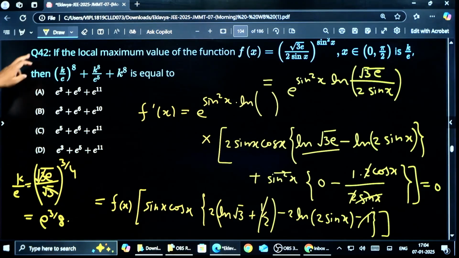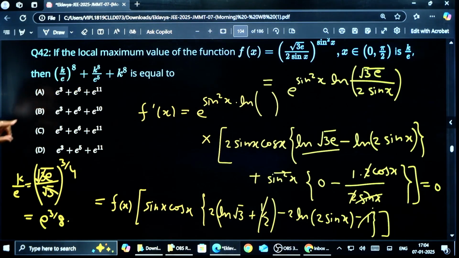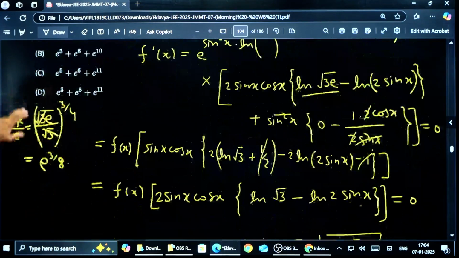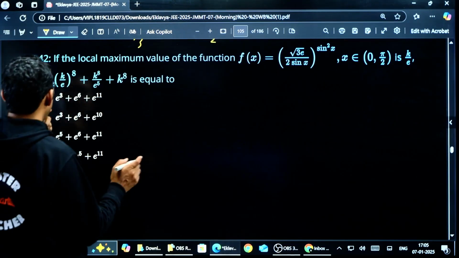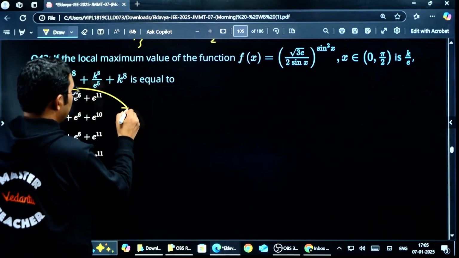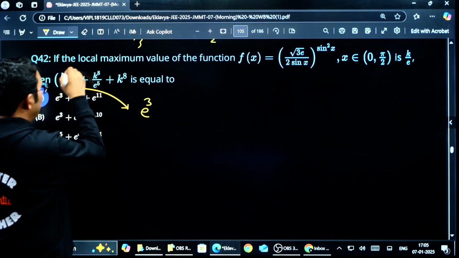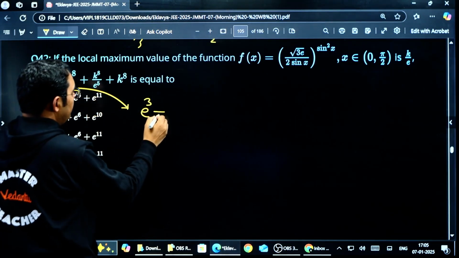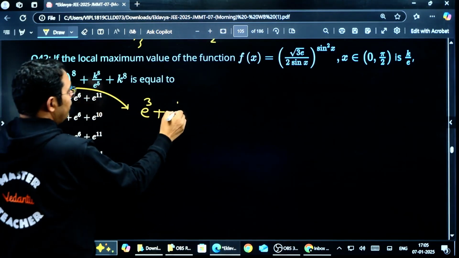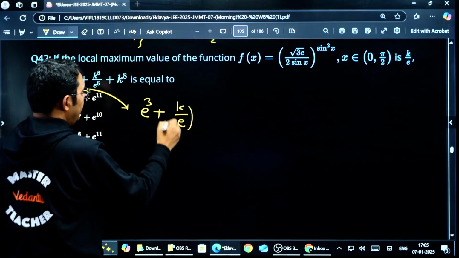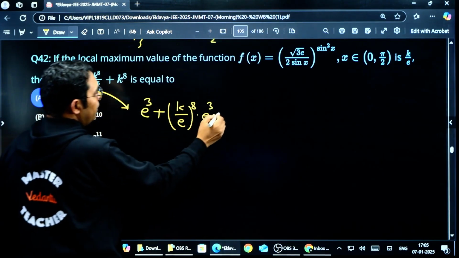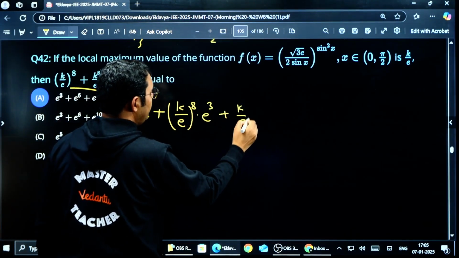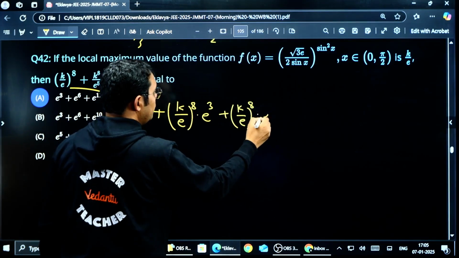Now I will use this in the next slide. K upon e is 3 upon 8. Then they are asking, let us do it here. K upon e was e power 3 by 8. So power 8 will make it 3. This I can write as, suppose, k upon e power 8 into e cube, because it is power 5 here. Plus here also k upon e power 8 into e power 8.